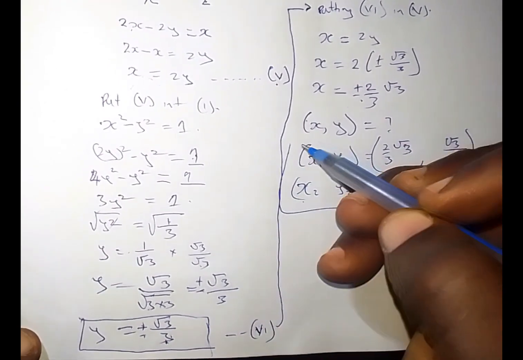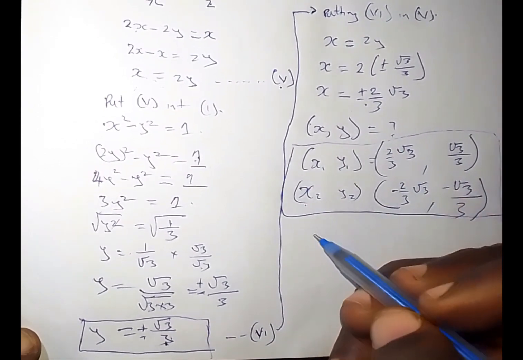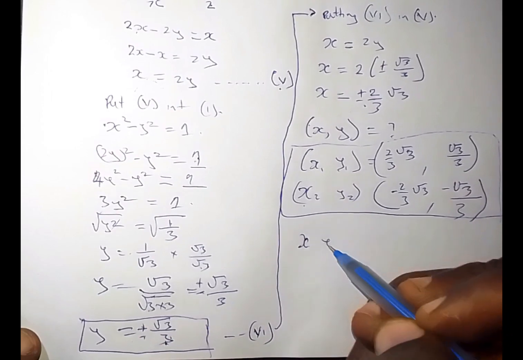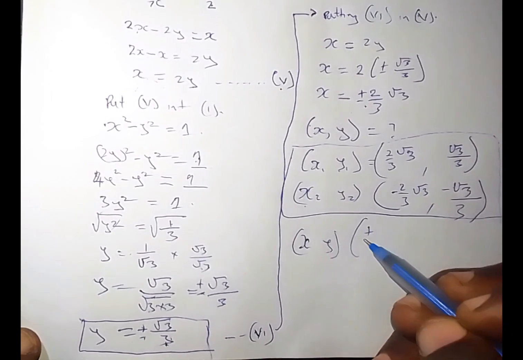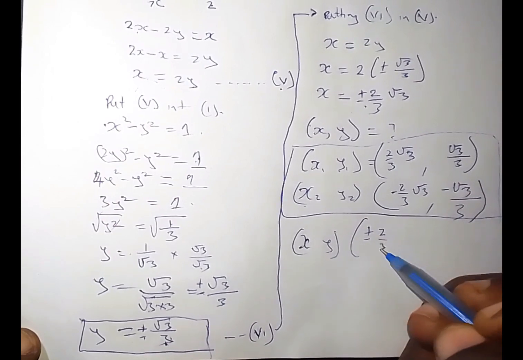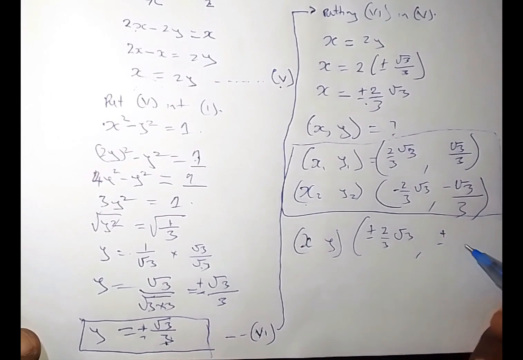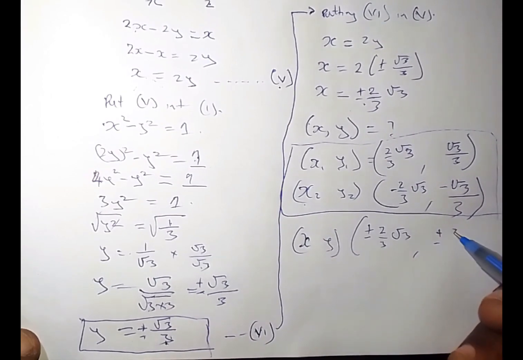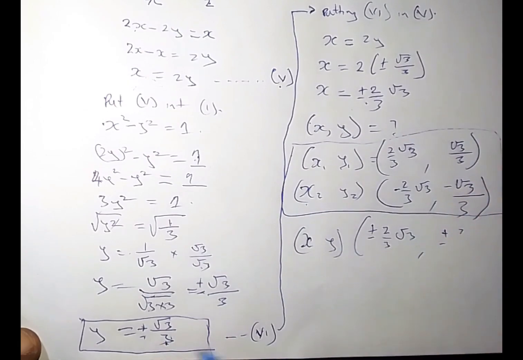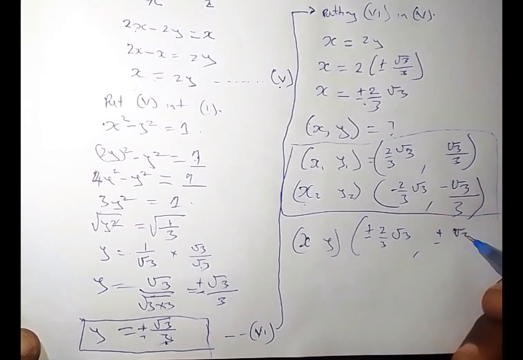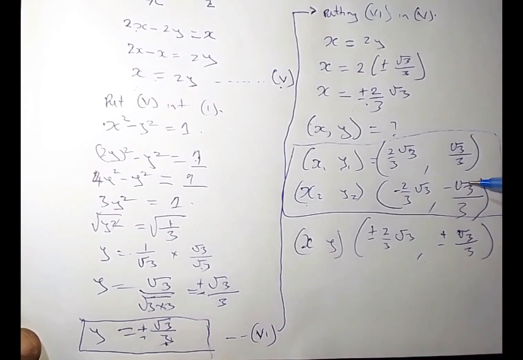What we have is the value of x and y. And it can also be written, and this part we don't want to split them, as plus or minus 2 all over 3 square root of 3, and plus or minus, for the value of y, square root of 3 all over 3. So it can be written like this, or it can be split like this.